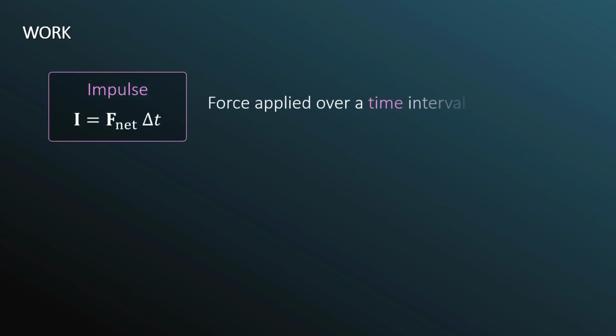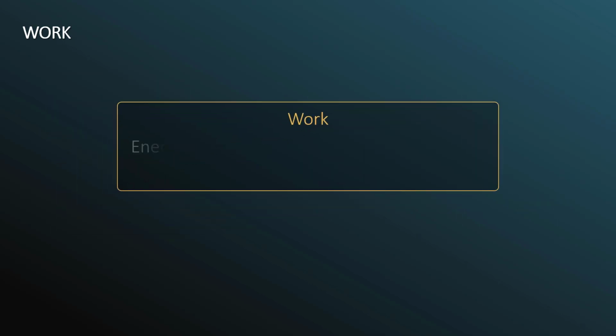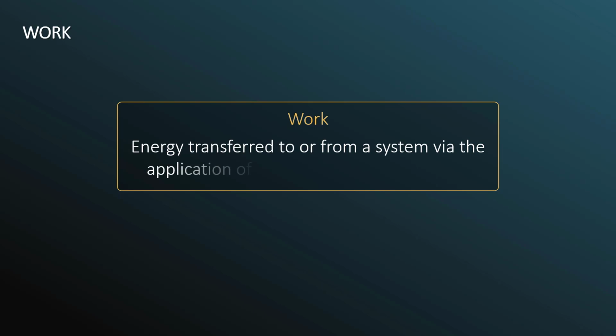Now let's talk about the quantity known as work. As a reminder, in the previous chapter we discussed impulse. Now impulse is a force applied over a time interval. Work, we haven't defined yet mathematically, but it will be a force applied over a spatial interval, otherwise known as a distance or a displacement. So work is defined as energy transferred to or from a system via the application of a force along a displacement. And notice the italics. Along is very important, and you'll see why later.